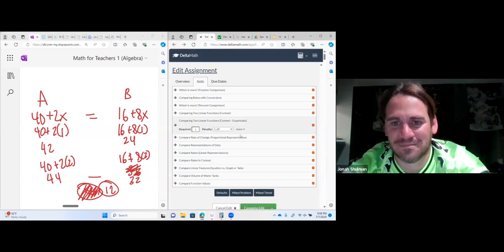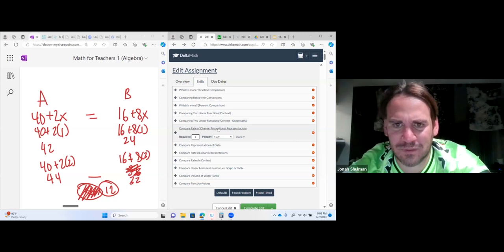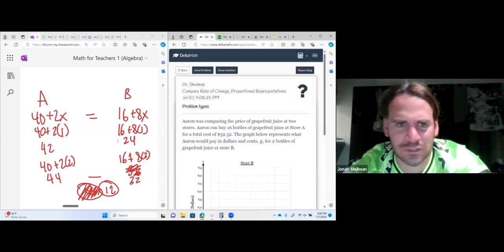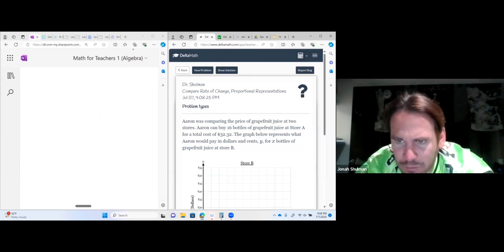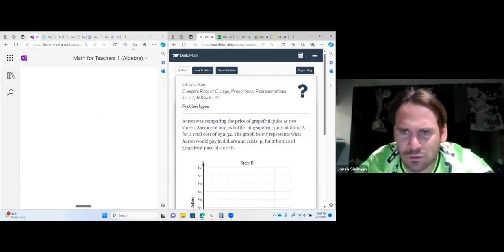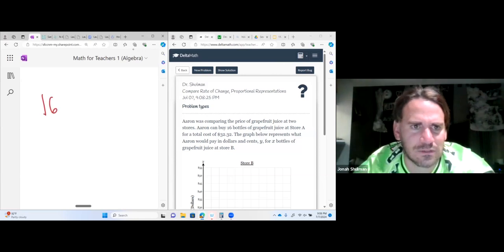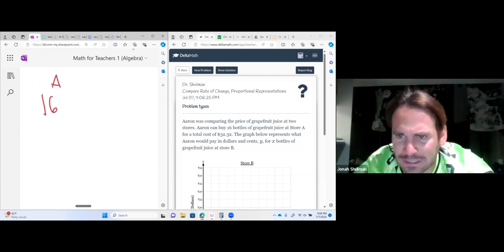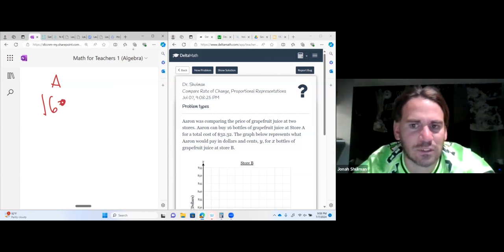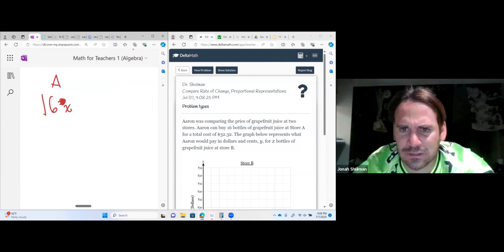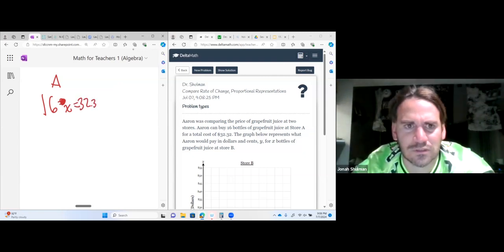All right, let's keep going. All right, let's see what this one's about. We got compare rate of change. Ooh, this one looks scary. All right, we got our boy Aaron comparing the price of grapefruit juice at 2 stores. So Aaron can buy 16 bottles. So we're talking store A, we can get 16 bottles of grapefruit juice, which is going to cost us, well, we just don't know how much it is. So we're just going to do x: 16x equals 32.